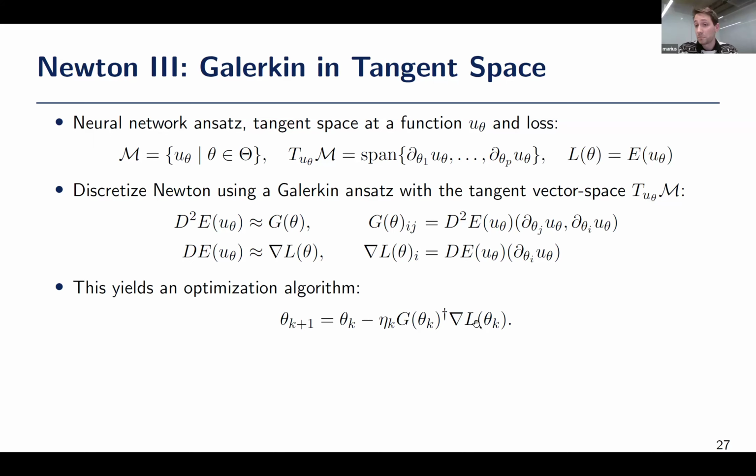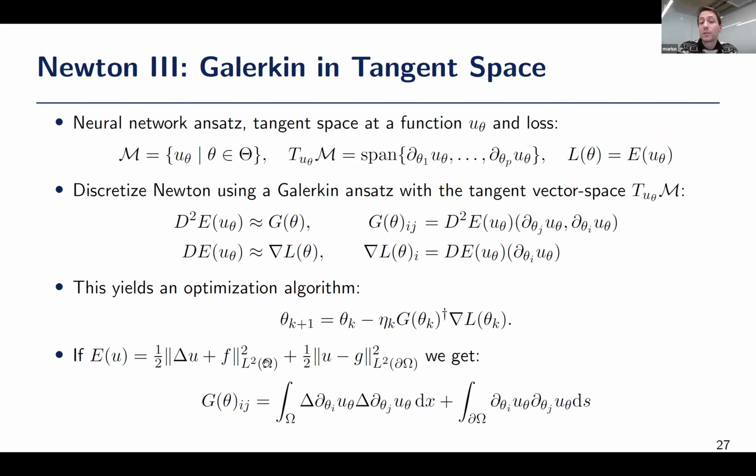Now you get something computable in parameter space. So your parameters are updated by inverting, and I need to put a pseudo inverse here because these are not linearly independent, pseudo inverse applied to the gradient of the loss. So this is the algorithm.